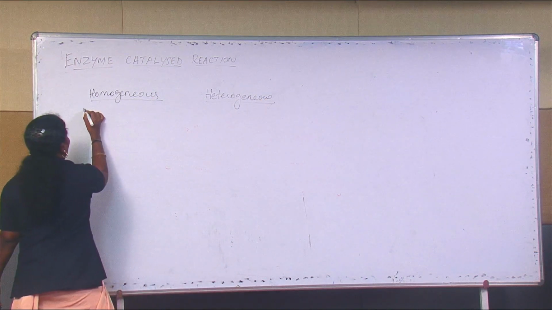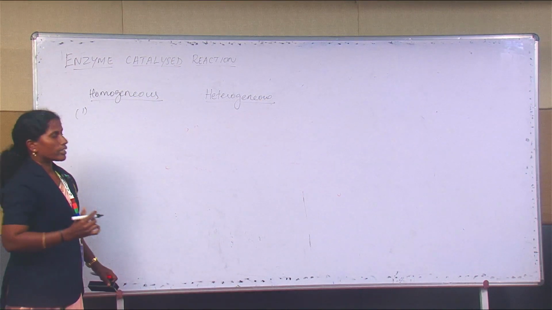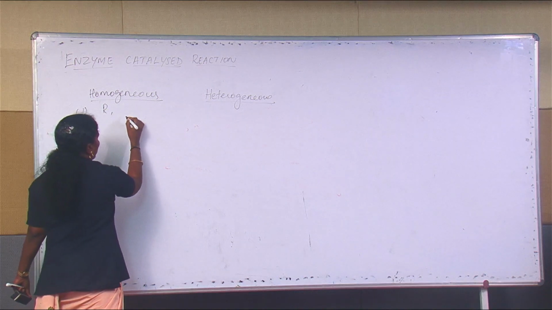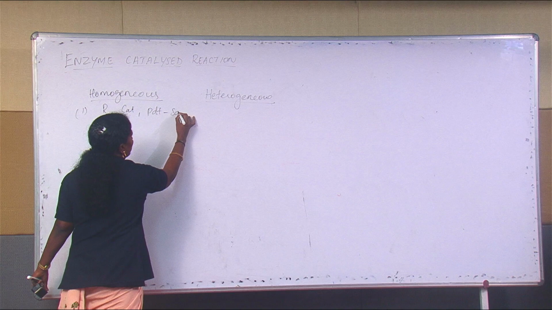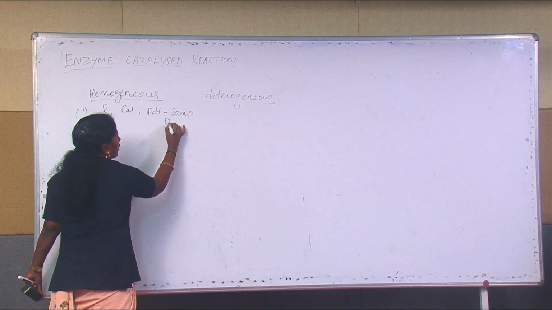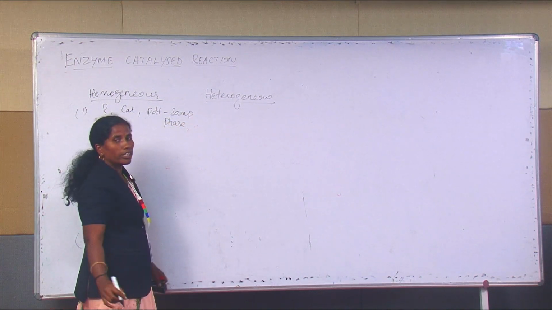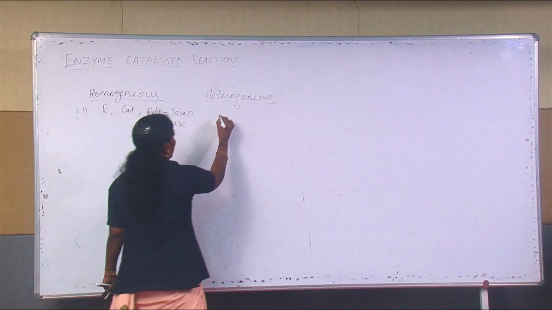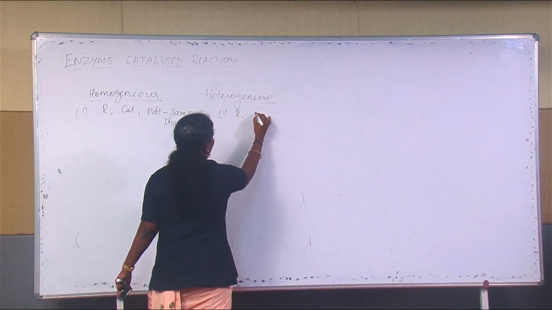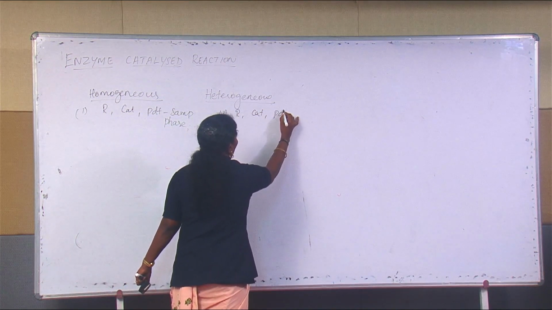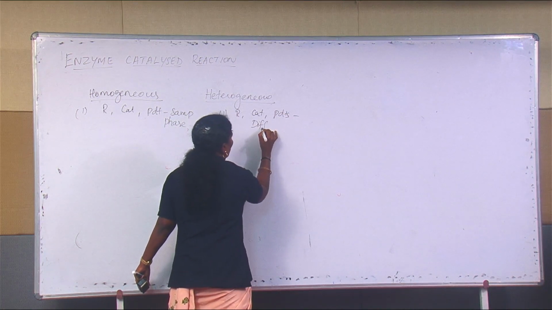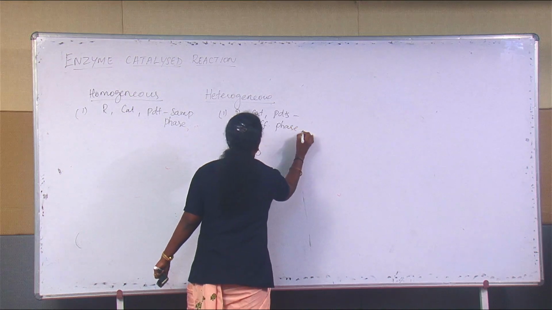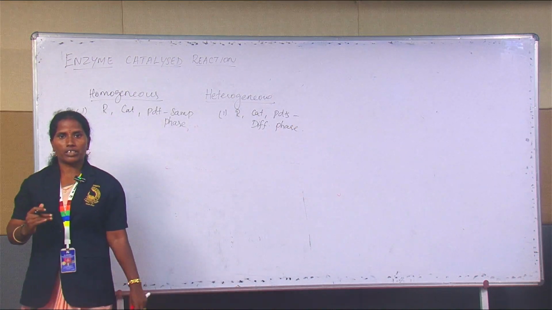So the first difference is that in a homogeneous catalyst, reactant, catalyst, and product are all in the same phase, whereas in a heterogeneous catalyst, reactant, catalyst, and products are in different phases. So different phase means heterogeneous catalyst. This is the first difference.